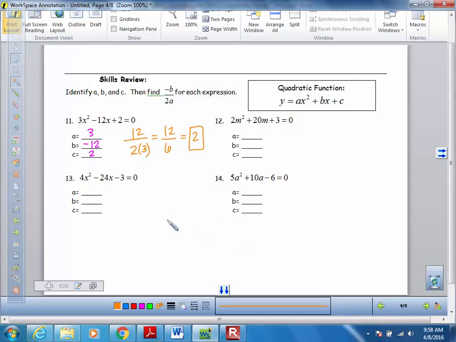So let's look at 13. In 13, what is my a? 4. What is my b? Negative 24. And what is my c? Negative 3. So we're going to plug in negative b, which is positive 24 over 2 times a. What is a? 4. So that's going to give me 24 over 8. What is 24 over 8? 3. Very good.